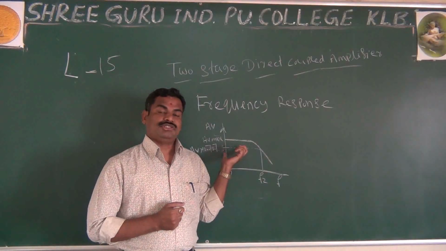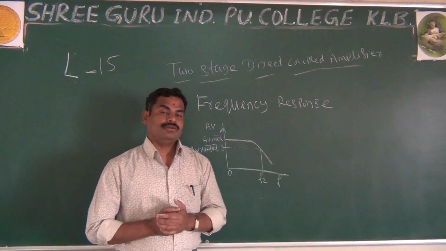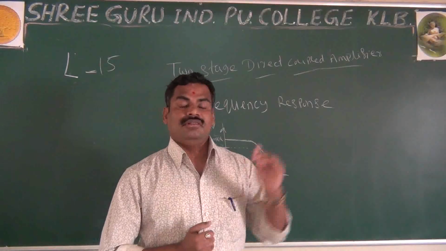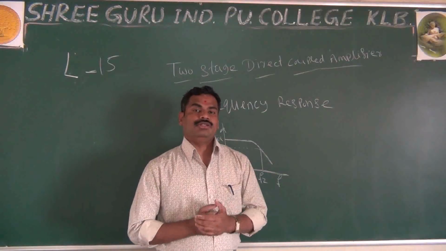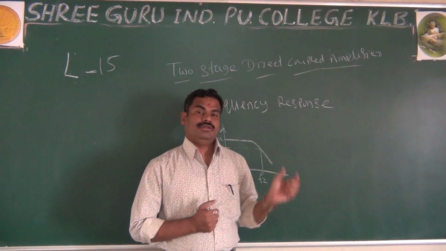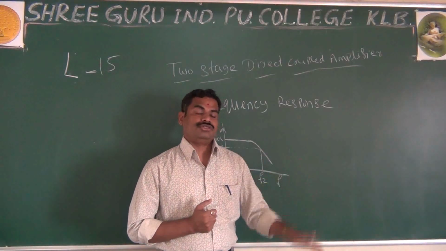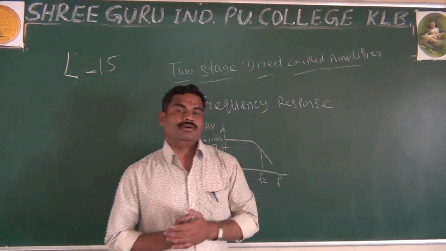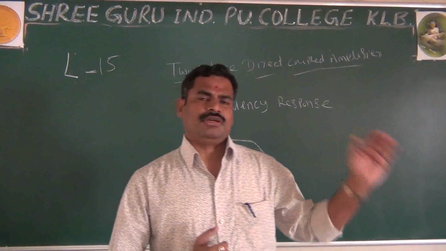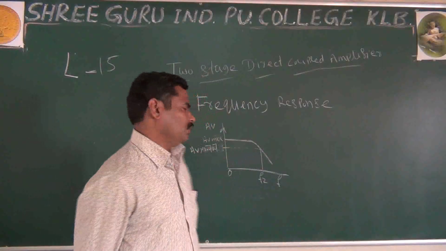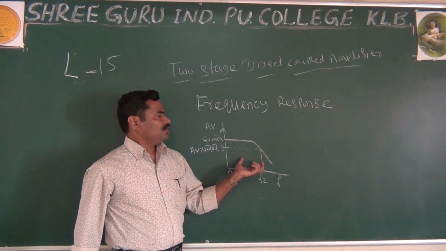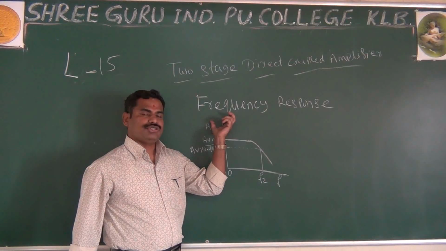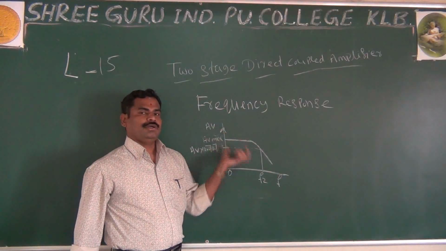The transition capacitance and varying capacitance act as a very low reactance. This low reactance is in parallel with the RL, so the current and voltage drop across the RL is very small. That's why the gain reduces at low frequency. This is the frequency response of the direct coupled amplifier in a simple way.